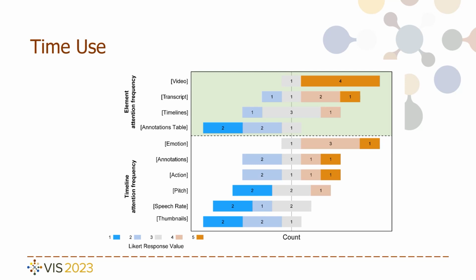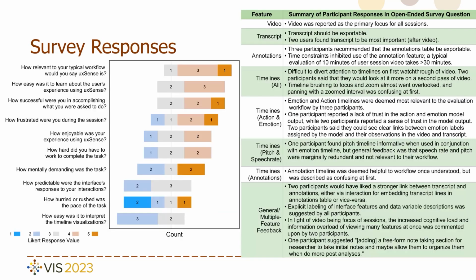Of the timelines, most of them mainly used the emotion timeline, although some of them did use the annotations and semantic action label timeline. On the bright side for uxSense, participants found the system relevant to their typical workflow, easy to learn, and that they could use it to accomplish the task they were asked to do. On the downside, they found that the timeline visualizations were difficult to interpret. They felt rushed completing the task.